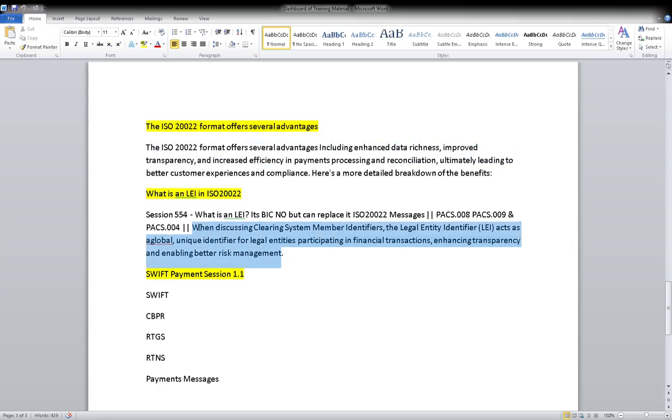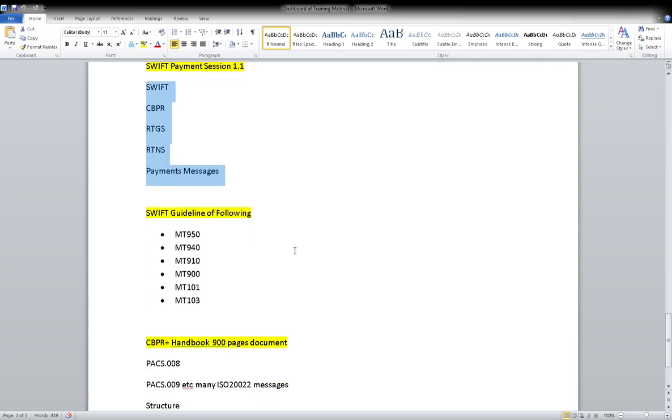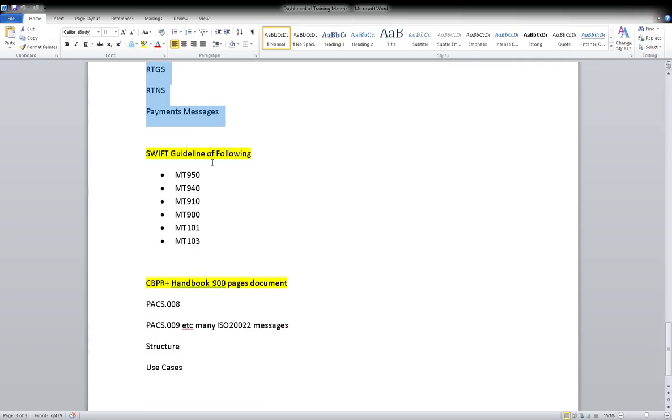What is the new concept of LEI which is introduced in ISO 20022? Plus, what SWIFT payment contains, the key terminologies and their detailed explanation, like what is SWIFT, CBPR, RTGS, RTNS, payment messages. Then with SWIFT guidelines, the MT series messages we are going to discuss in detail.